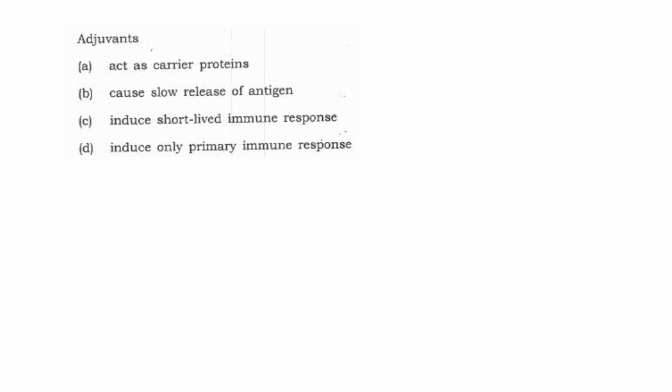They cause the slow release of the immunogen, which is known as the depot effect. By the slow release of the immunogen, the phagocytes and other immune cells get enough time for locating and neutralizing it. In this process they also make the memory cells, so that whenever there is any natural infection next time, these memory cells will be utilized. So the correct option would be B, that is the adjuvant causes the slow release of the antigen.